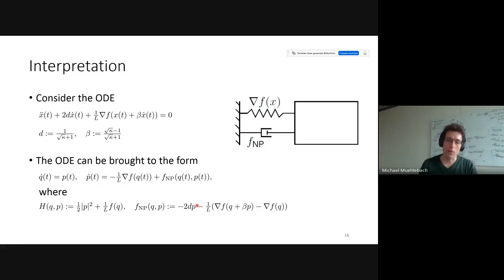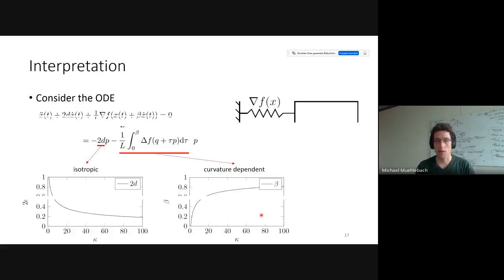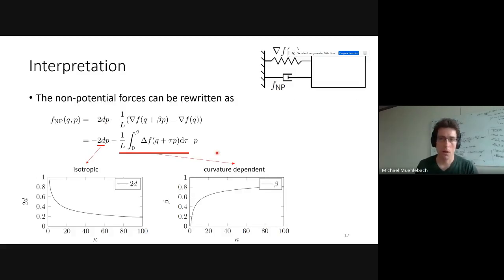And so the parameters d and beta, so the damping forces are given here. The parameters d and beta essentially parameterize this damping. And now the question is, can we make sense of these damping forces? What you can do is split up the damping into two parts. One is just a constant times the velocity, so a constant times the momentum.